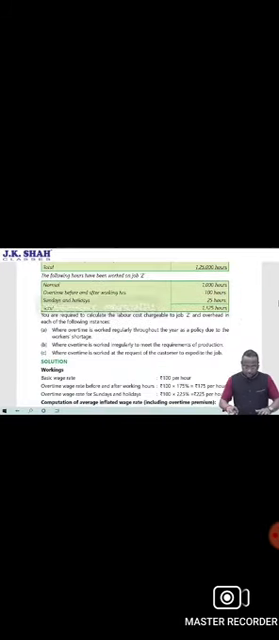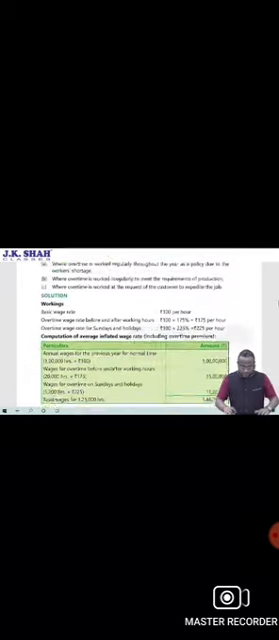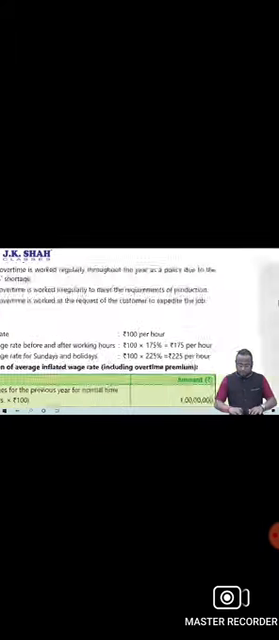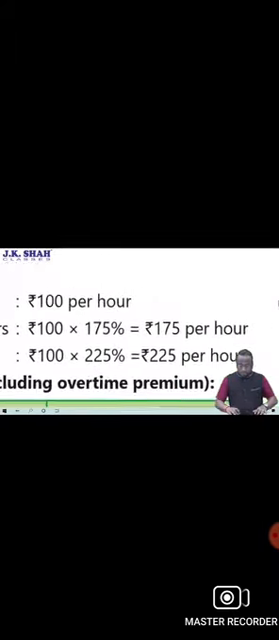Now don't waste your time in writing this. In your study material, you already have this question. Illustration number 5, page number 3.19. You already have this. See what they have done. Basic wage rate 100, another wage rate 175, third wage rate is 225. Can you see that? I'm talking about this part.